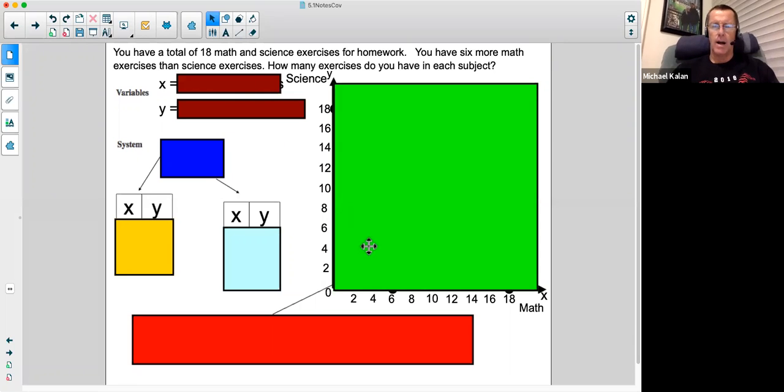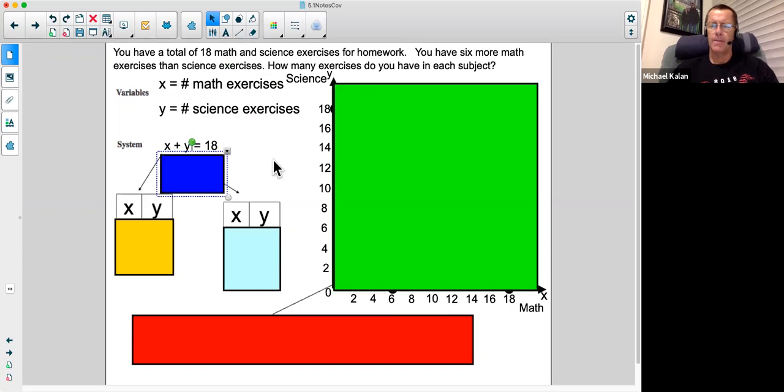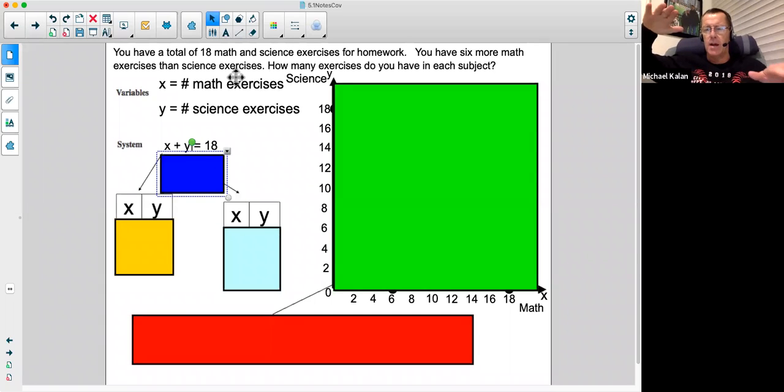Even though I've covered up the actual graphs, you can tell by the way I've labeled the axes, which you always must do, that I've made math problems the x-axis and science the y. So x equals the number of math exercises, y is the number of science exercises. So what would your system be if you have a total of 18 math and science exercises? What equation could you write from that? Hopefully you're saying x plus y equals 18. And then you have 6 more math than science. So are they balanced in the number? No, math has 6 more, it's up here. Science is down here, it's 6 less, right?